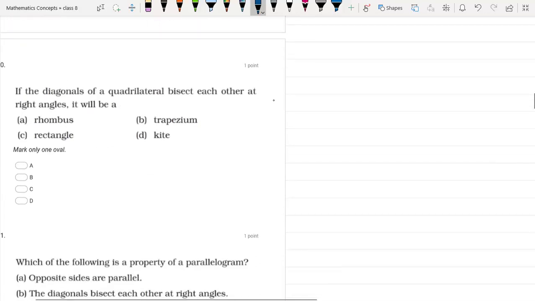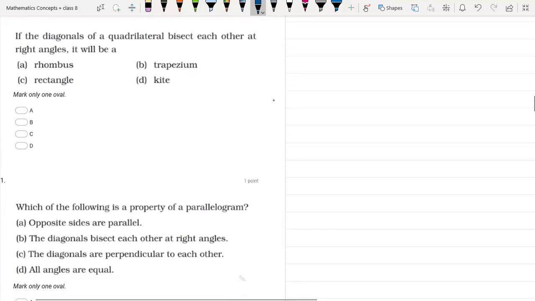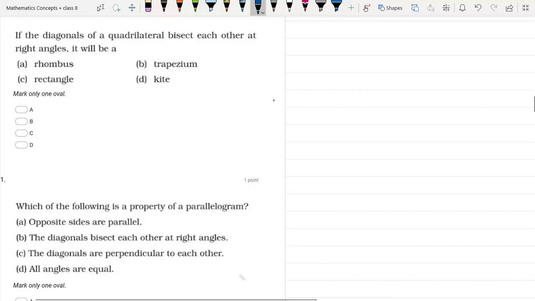Now the next question is, if the diagonals of a quadrilateral bisect each other at right angles, it will be. Very simple. We have seen in the case of a rhombus, diagonals bisect each other at right angles, so the correct answer is rhombus.